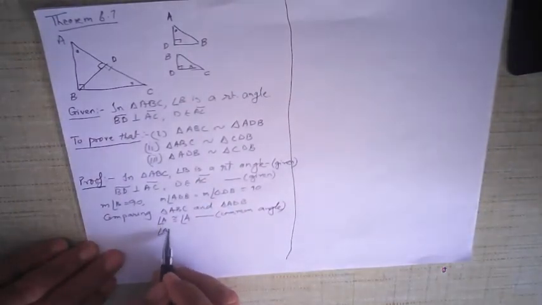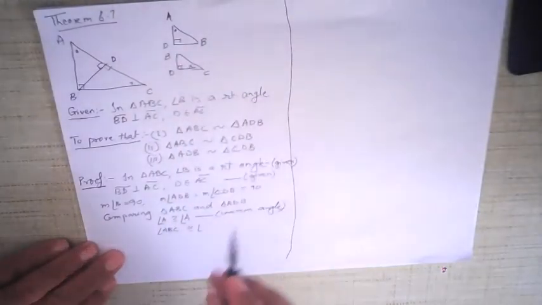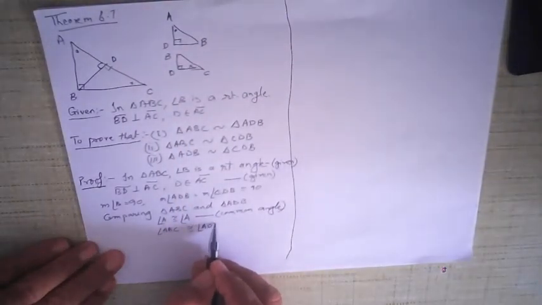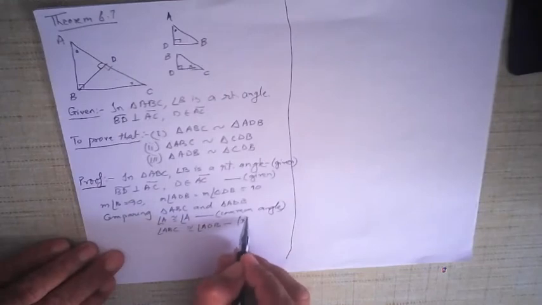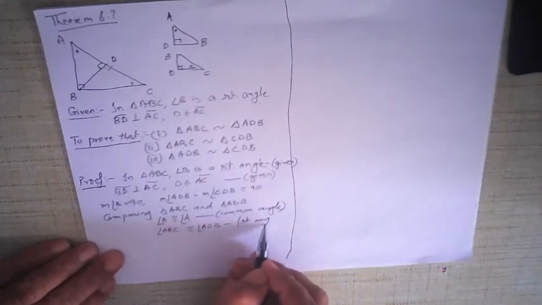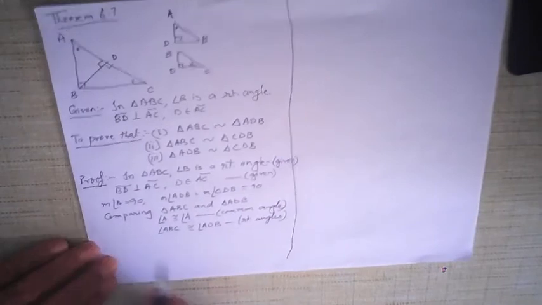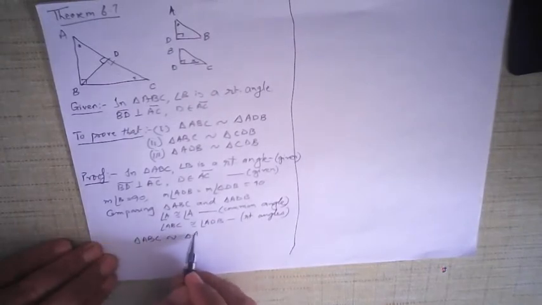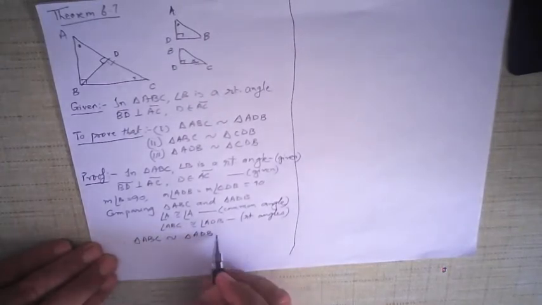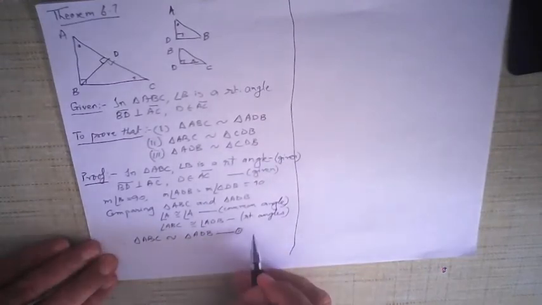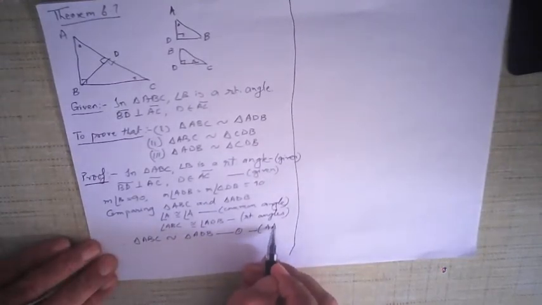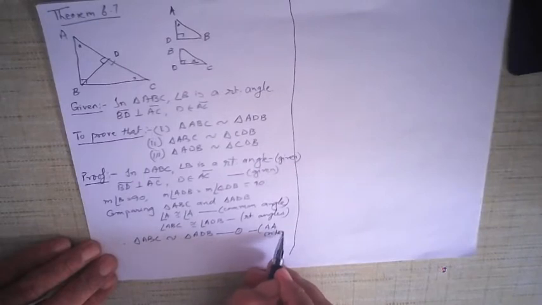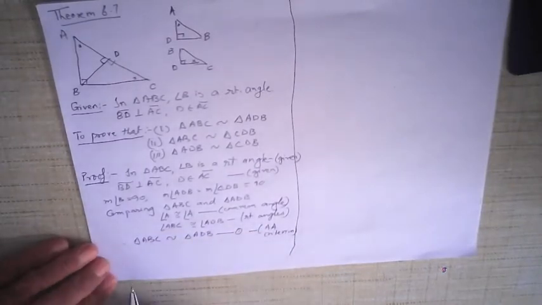Then angle ADB and angle ABC. Angle ABC is a right angle, 90 degrees, and angle ADB, they are both, what reason? They are equal because they are both right angles, 90 degrees. So by AA criterion, therefore triangle ABC is similar to triangle ADB. Let this be result number 1. Reason: AA criterion, triangles are similar.